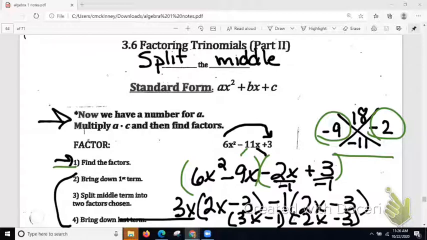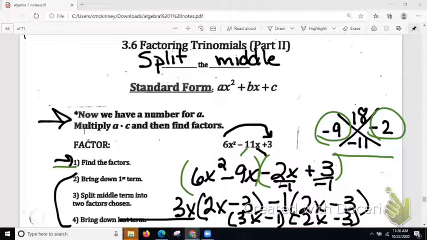Now some people just do this with guess and check. Like to get 6x squared, I could have 6x and x, or 3x and 2x. To get 3, I have to have a 3 and a 1, but I could switch places. Whatever you come up with at the end, you should at least mentally be doing a quick run through of FOIL to make sure that it actually does get you back to that original. And in this case it does. Okay?